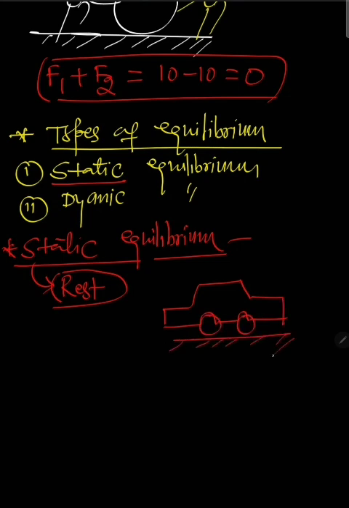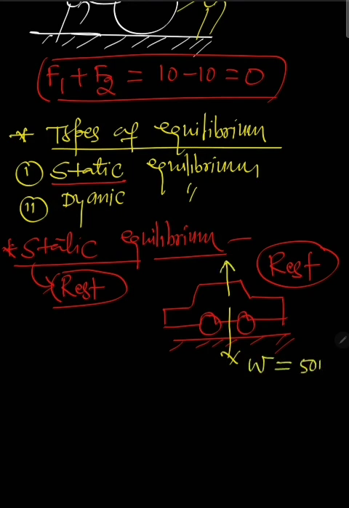Suppose this one is one car, and this car is at rest position. Now we know that the weight of any object will act downward, so this one is the weight of the car. Suppose the weight of the car is 50 Newton. Now we know that opposite to this weight there is one reaction force, and the reaction force is always equal to the weight of the object. So the reaction force will also be 50 Newton.